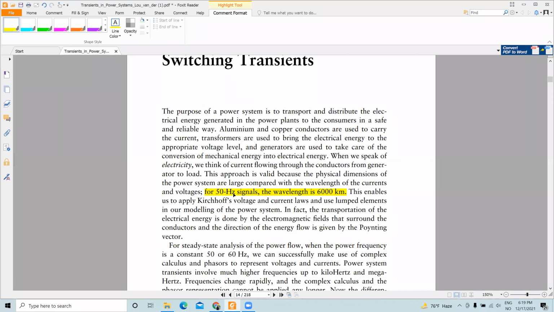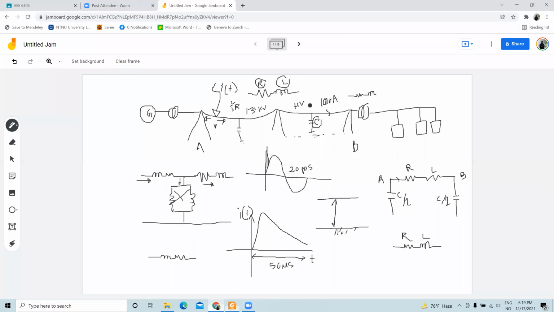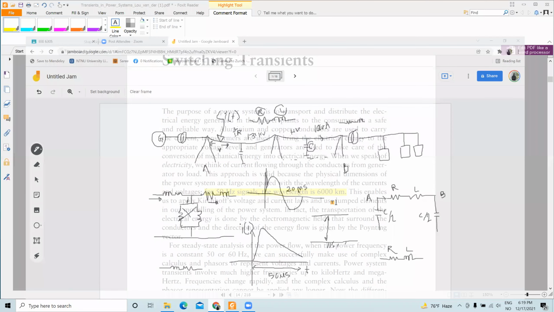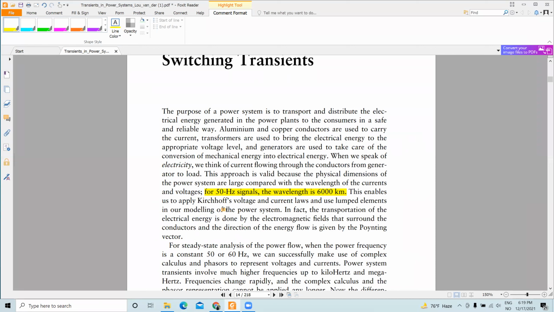What's the relation between wavelength and frequency? Inverse, sir. So v equals f lambda. Yes, so it's inverse. If the frequency is high, the wavelength goes down. So this enables us to apply Kirchhoff's voltage and current law using lumped elements as shown here. So you can use lumped elements when you use 50 hertz signals in our modeling of the power system.